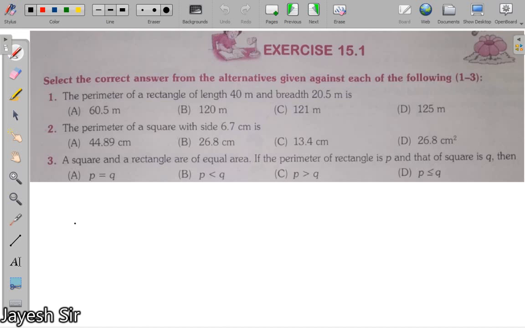Question number 1 is, the perimeter of a rectangle of length 40 meter and breadth 20.5 meter is. Let me draw the diagram for you. This is a rough rectangle. Its length is 40 meters.